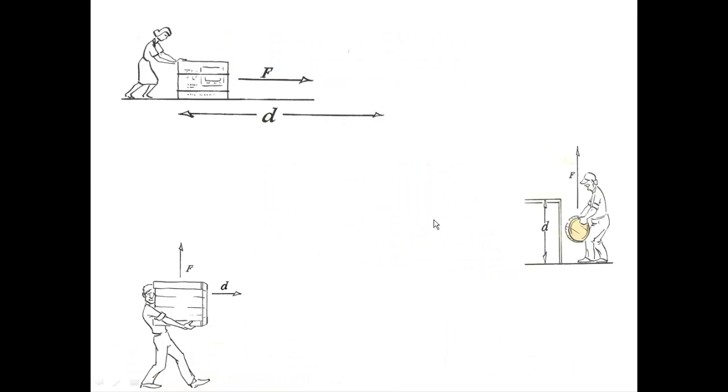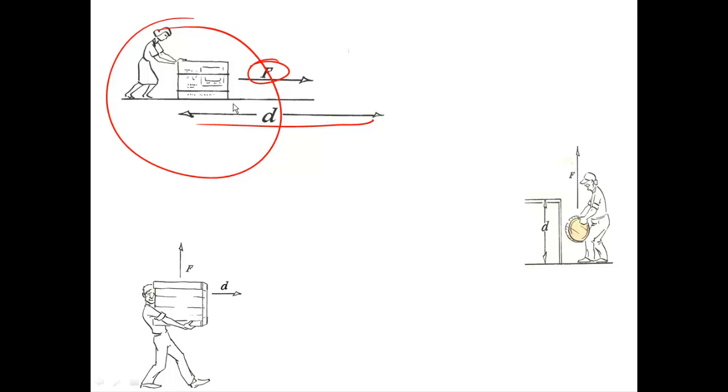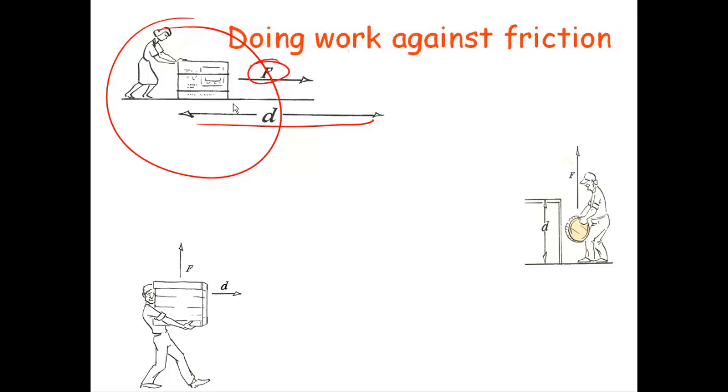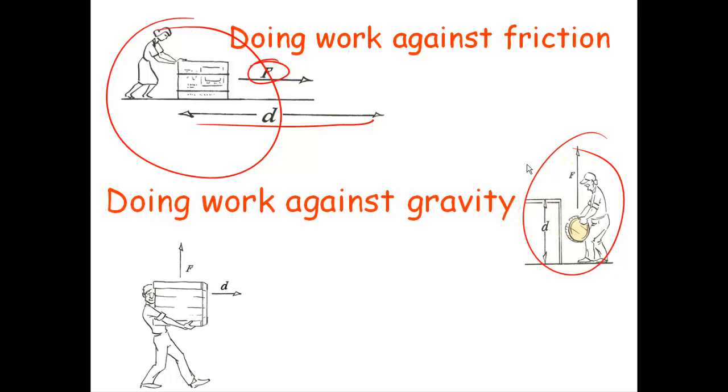So let's look at some examples here. We have a person in the upper left-hand corner. Notice they're pushing what looks like a television across the floor. Notice the direction that it's moving and the force applied are all in the same direction. This person is doing work against friction. The middle person is lifting a barrel, pulling up, and the distance it's moving is upward, so this one's working against gravity.